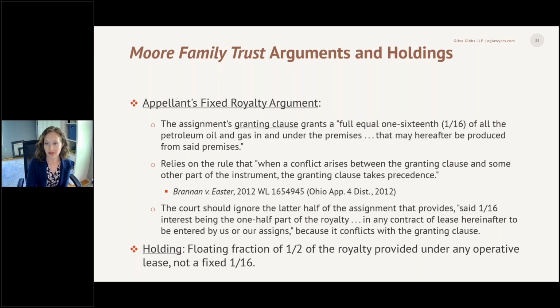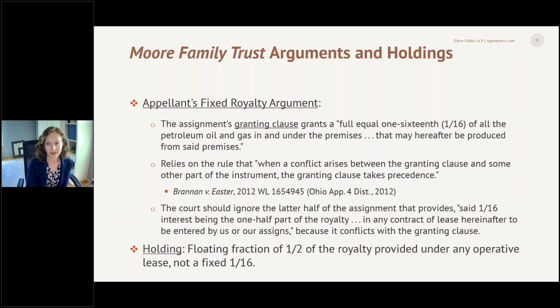So Moore Family Trust argued on appeal that the royalty is a fixed 1/16 interest, Moore Family Trust being the surface owner, and essentially asked the court to ignore the second part of the conveyance and urged the court to apply the rule that when a conflict arises between the granting clause and some other part of the instrument, the granting clause takes precedence. The Seventh District rejected this argument and held that the interest is a floating 1/2 NPRI, or half the royalty provided in any operative lease. So how did the court arrive at that conclusion?